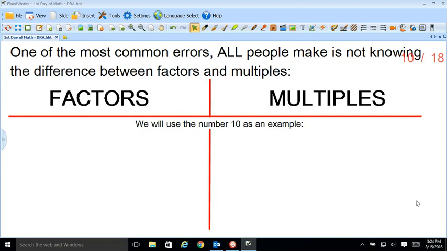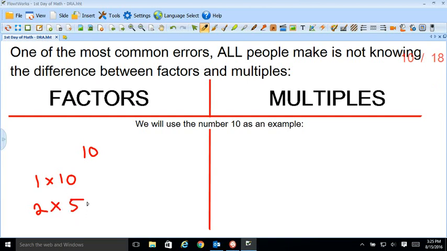Okay, at this point you should have something written down. One of the most common errors all people make is not knowing the difference between what factors actually are and what multiples are. Factors are those small numbers that make up a larger product. For example, if we use 10 as our example, factors of 10 are all the small numbers you multiply together to give you 10. So, for example, we could do 1 times 10. We could say 2 times 5. And that's all we have.